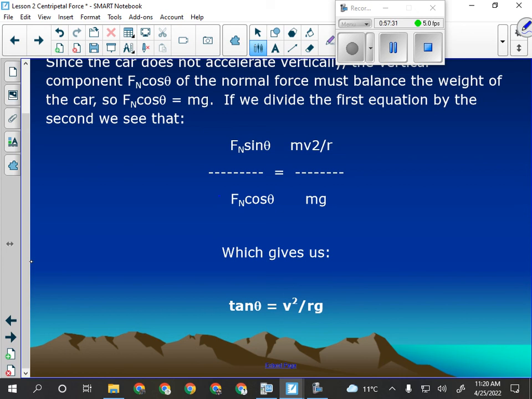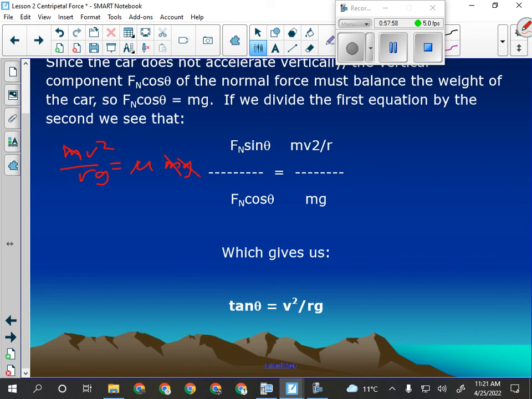Now, for all curves, the same things affect them, right? If we're looking at an unbanked curve, which we looked at just a little bit ago, where we said mv squared over r equals mu times m times g, okay, if I solve for mu, I divide these things over, the m's cancel, divide both sides by g.